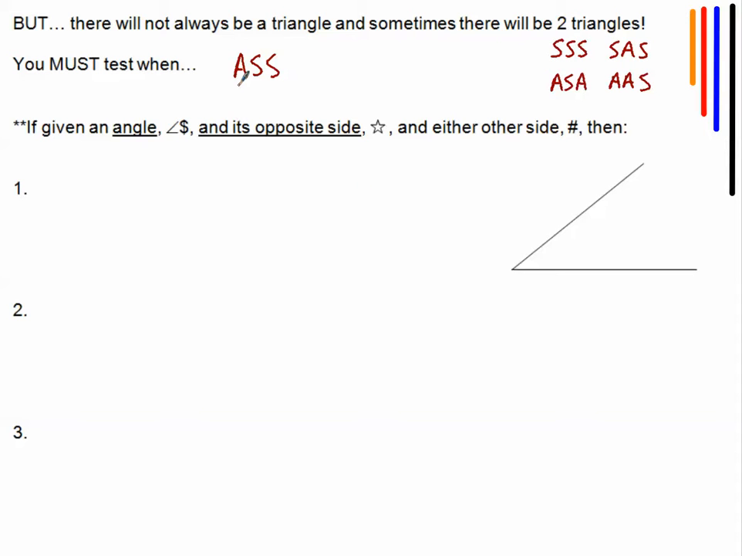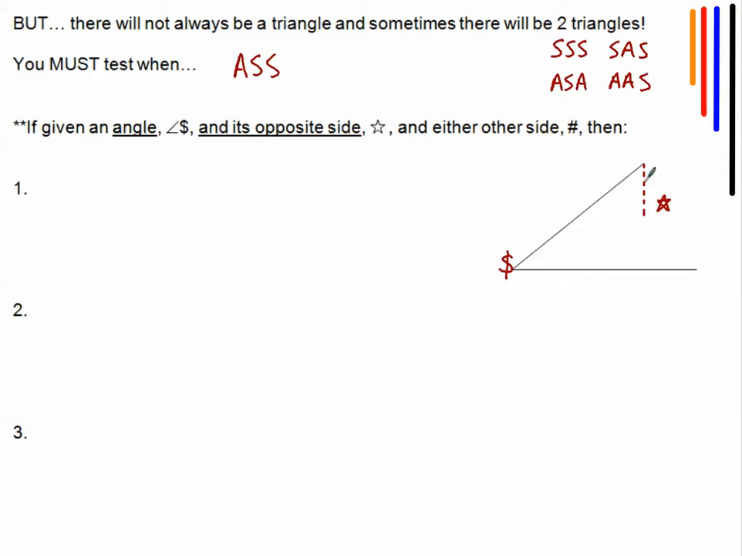When I'm given the ASS information, I always draw my picture like this. I will always just draw an acute angle just like this. I label the angle right here, and in this case, that angle is going to be angle dollar symbol. I always take the opposite side, which in this case is going to be a star, and I dot it in because this is really the star of the show. It depends on what this side is to see what type of scenario we have.